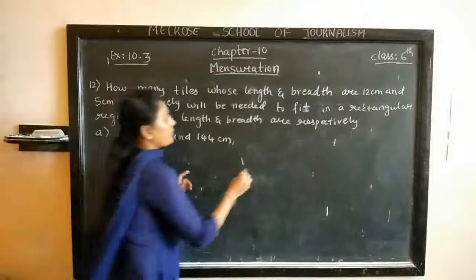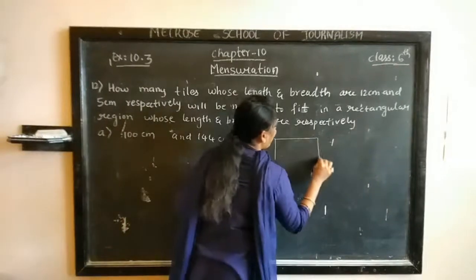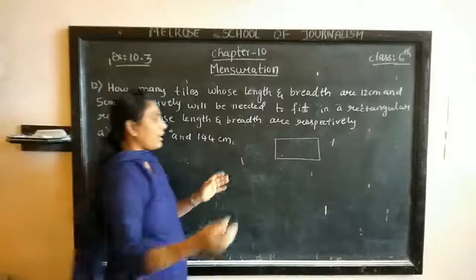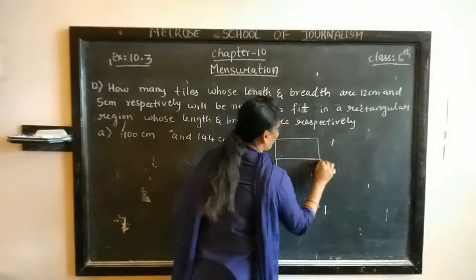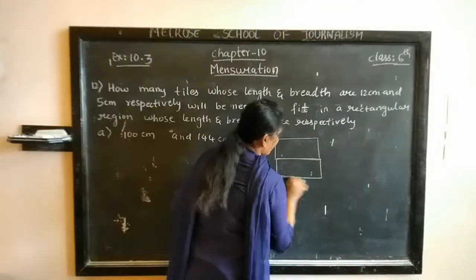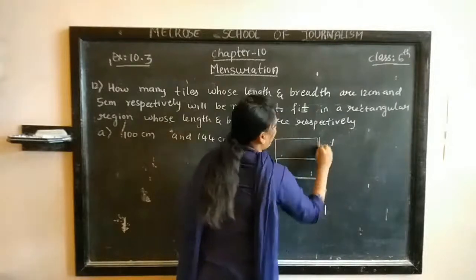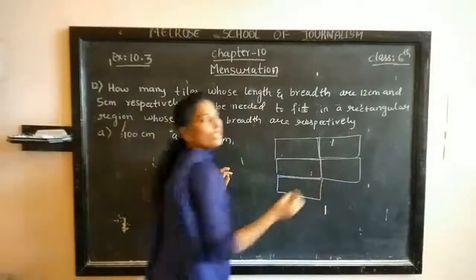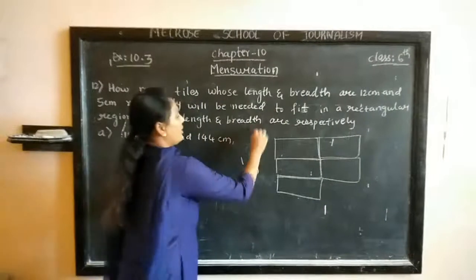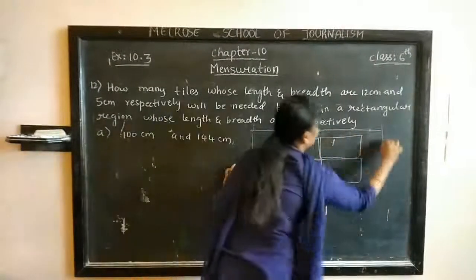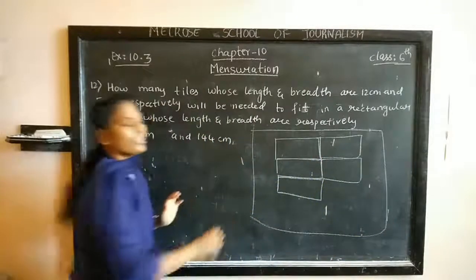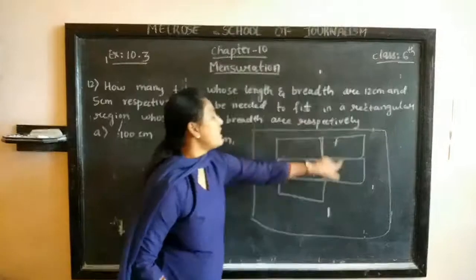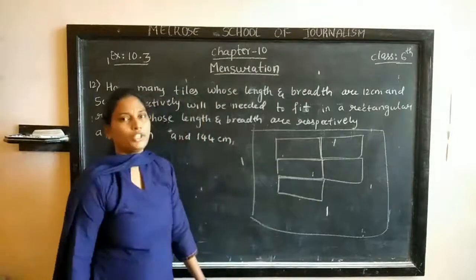What is the shape of the tile? Shape of the tile is rectangle. Like that, the tiles completely fit in your room, classroom. Suppose these tiles are kept in your classroom and the length and breadth of your room is given. Think this is your room, classroom. This area is given. In this complete area, how many of these tiles will be fitted? We need to find out.